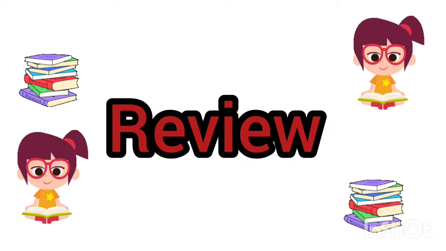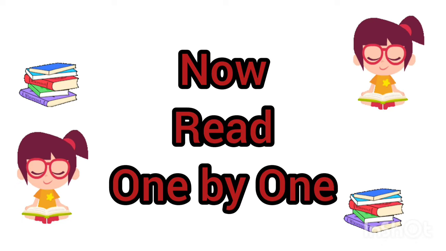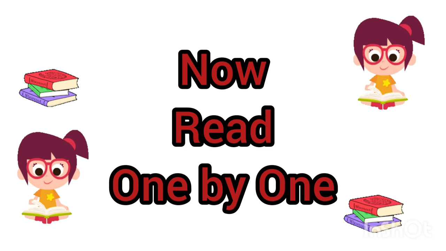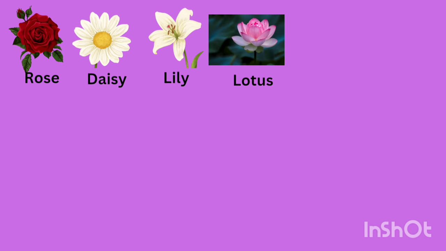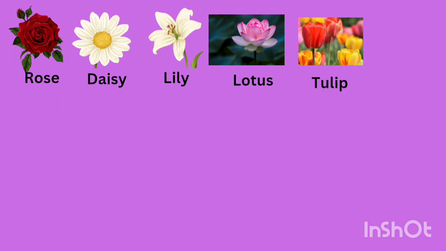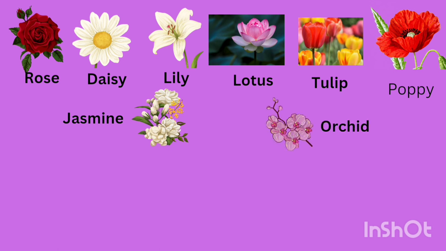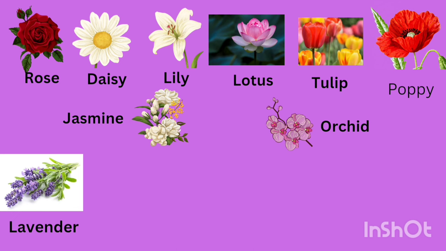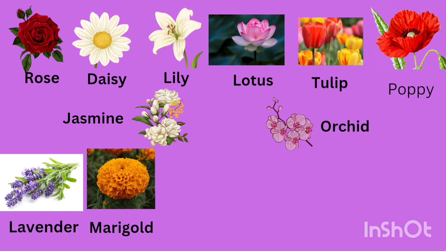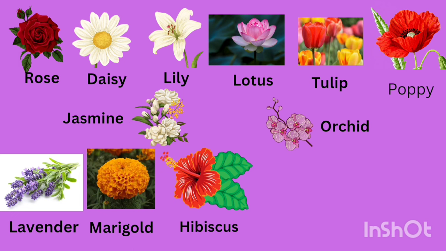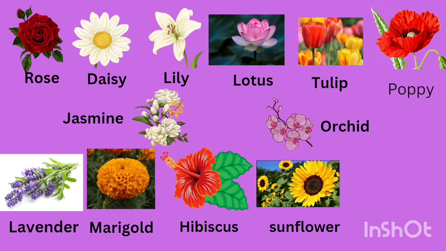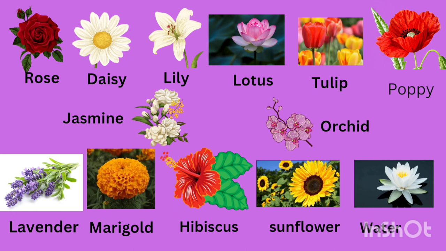Review. Now read one by one. Rose, daisy, lily, lotus, tulip, poppy, jasmine, orchid, lavender, marigold, hibiscus, sunflower, water lily.